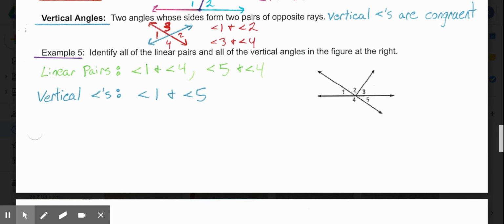And then our set of vertical angles, we only have one pair, which would be angle 1 and angle 5. Together, one set of opposite rays, two sets of opposite rays. So that's our only piece that is vertical angles.